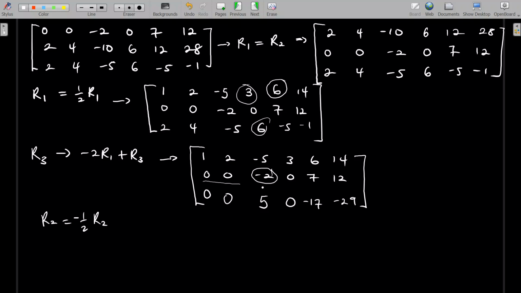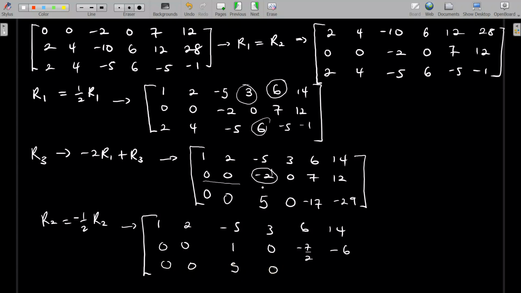So if I multiply by -1/2, I'm going to have a new augmented matrix, which is 1, 2, -5, 3, 6, 14, 0, 0, and I'm going to have 1 here, 0, -7/2, and then I'm going to get -6 here, right? I hope that makes sense, because when you divide 12 by -2, I'm going to get -6, right? So I go ahead and write everything I have: 0, -17, -29.